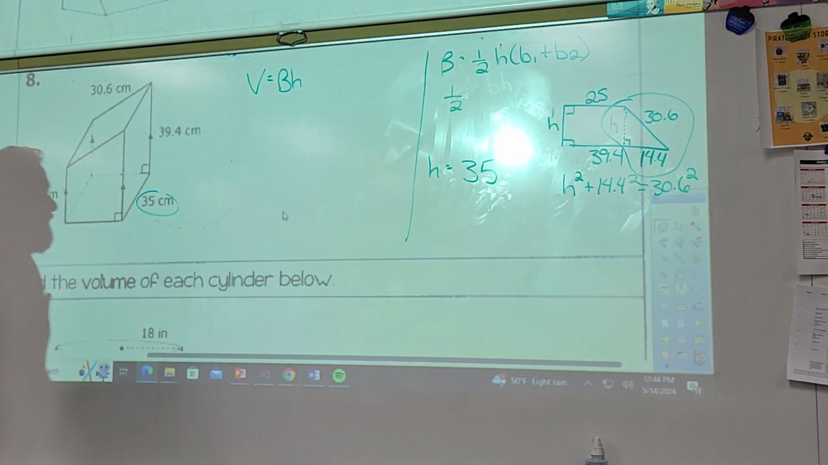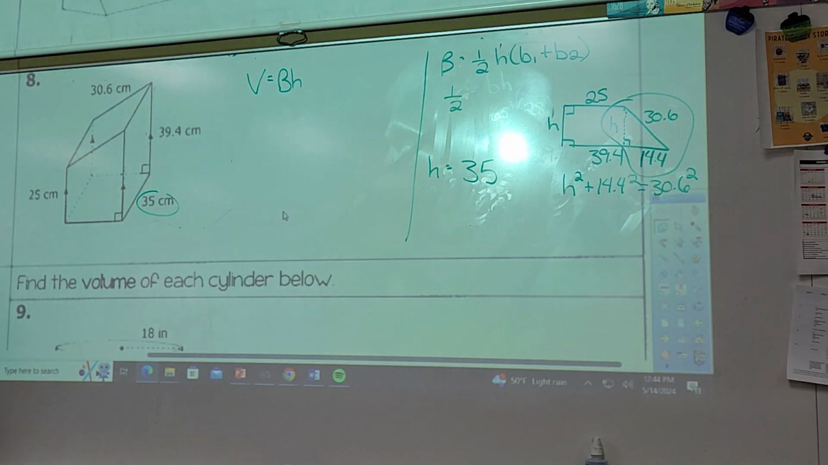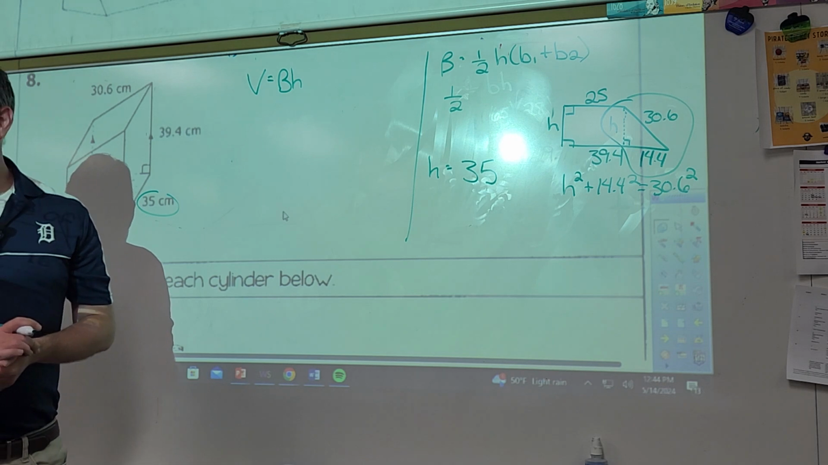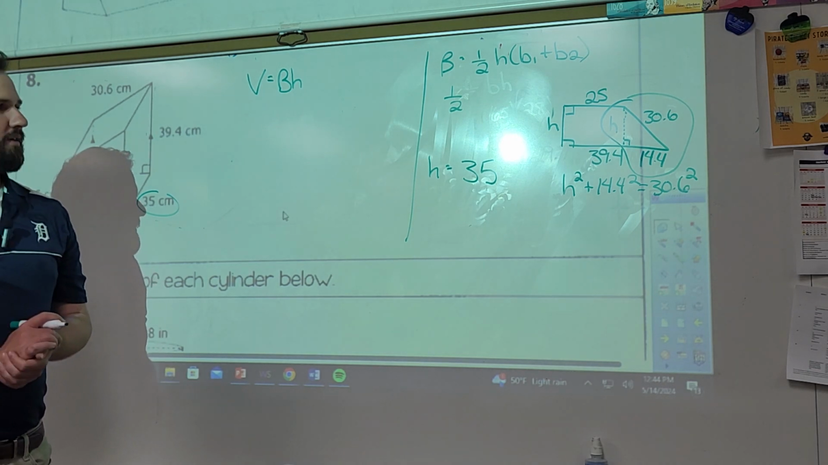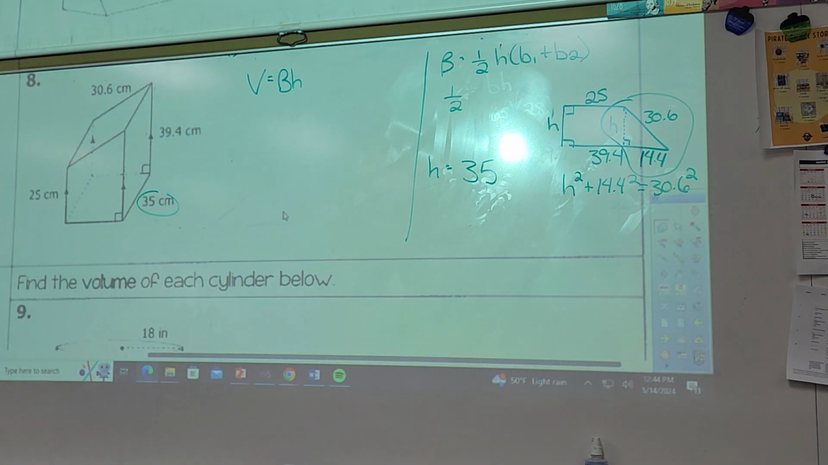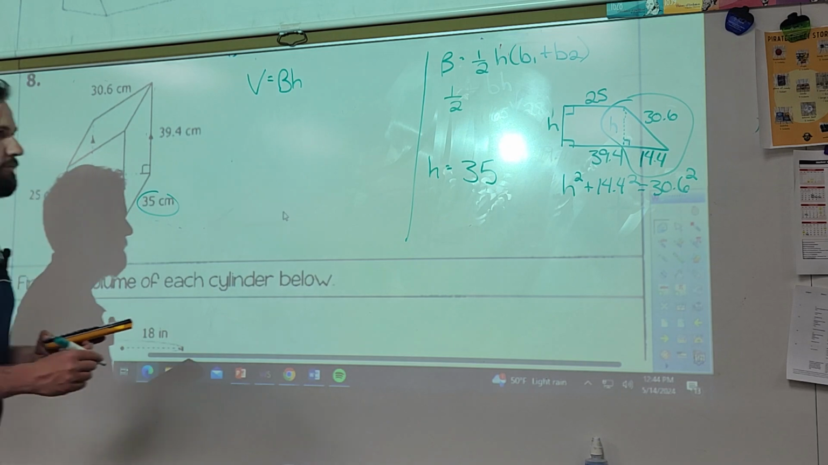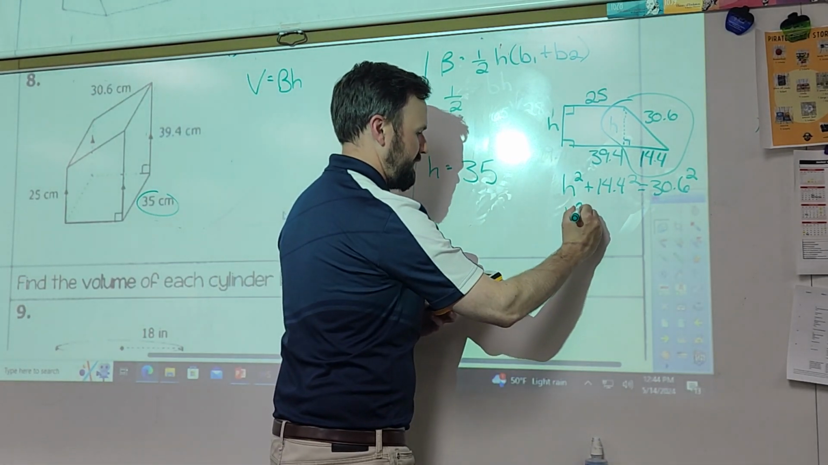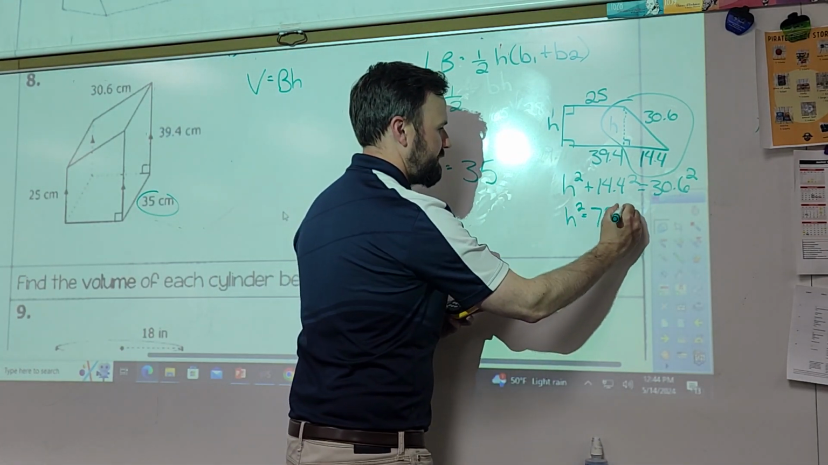Right? I think there's 2 or 3 in your homework with the Pythagorean theorem. So I'm going to use a calculator. Can I borrow a calculator? Would you agree that I have to subtract that 14.4 squared over? So I got h squared equals 729.